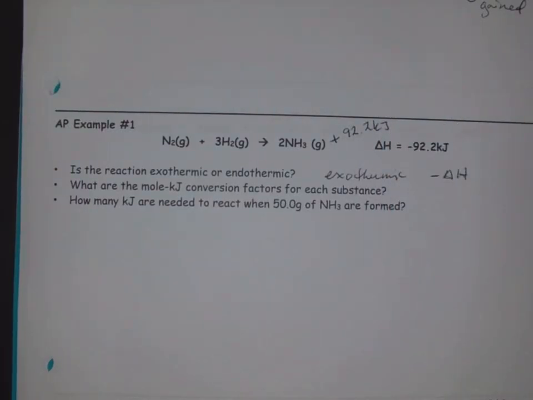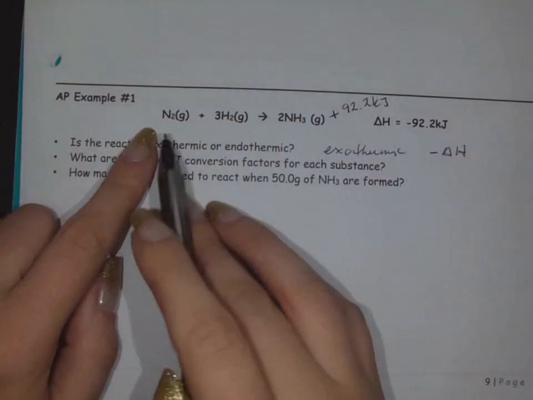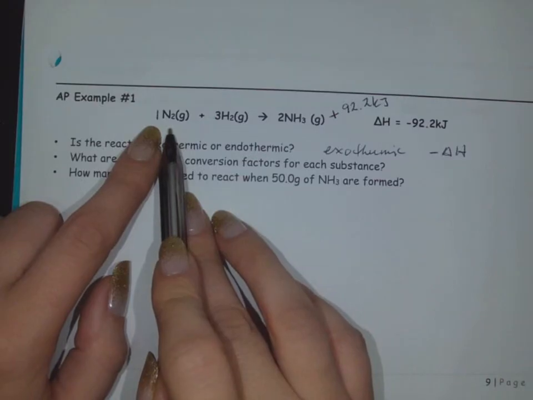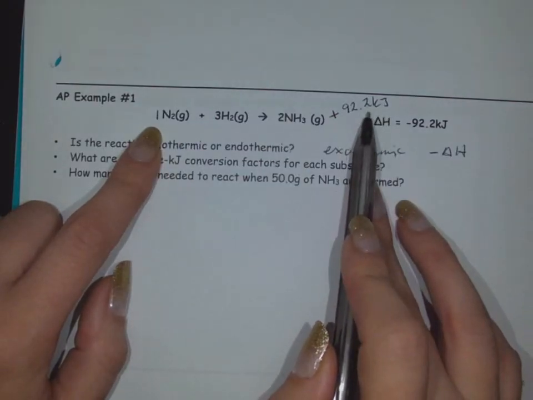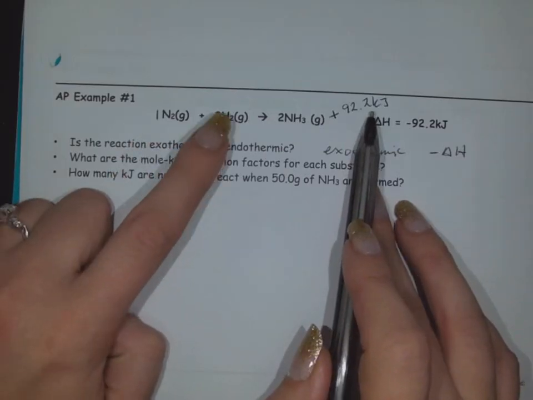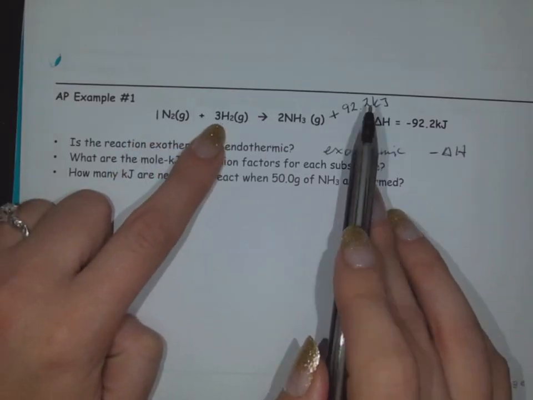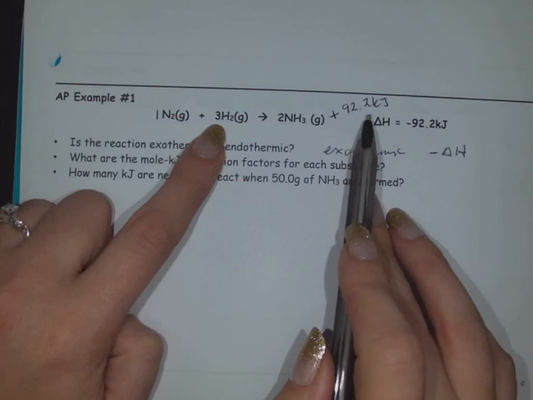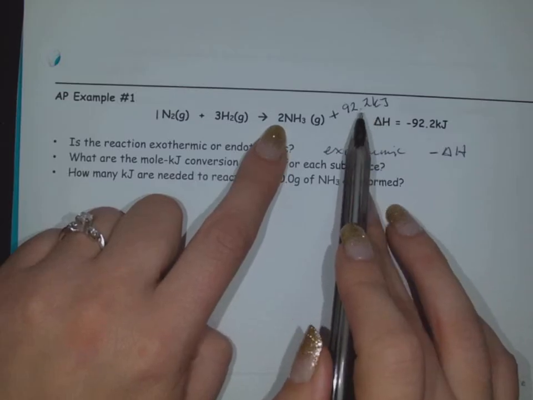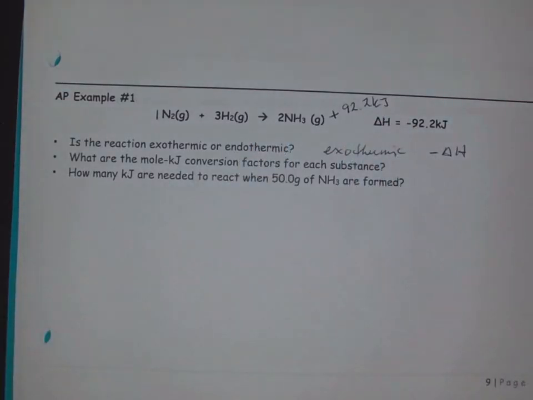What are the mole kilojoule conversion factors for each substance? So I'm not going to write this one down. I just want to talk you through this. If 1 mole of N2 is consumed, then 92.2 kilojoules of energy is released. That's one of these conversion factors. Here's another one. If 3 moles of H2 are consumed, then 92.2 kilojoules are released. Or if 2 moles of NH3 are produced, then 92.2 kilojoules are released. So we're going to use these conversion factors.